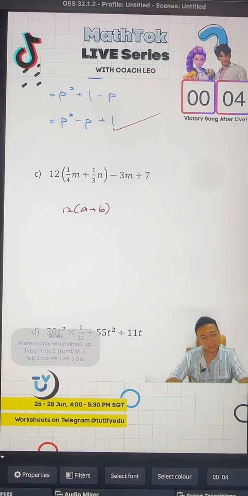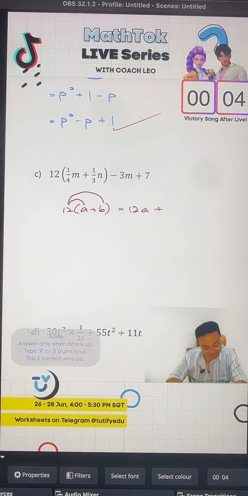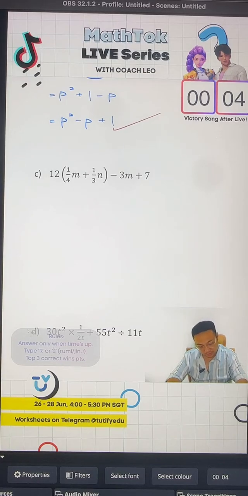So how do you multiply brackets? You take turns to multiply each term one by one. 12 times A gives you 12A, right? Plus 12 times B gives you 12B. There you go. That's how you do it, okay? So I'm going to expect you to do the same for this question.